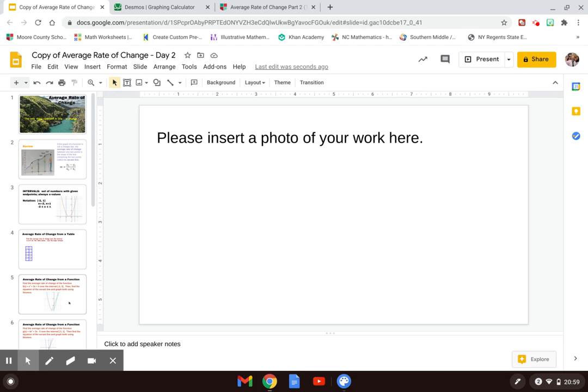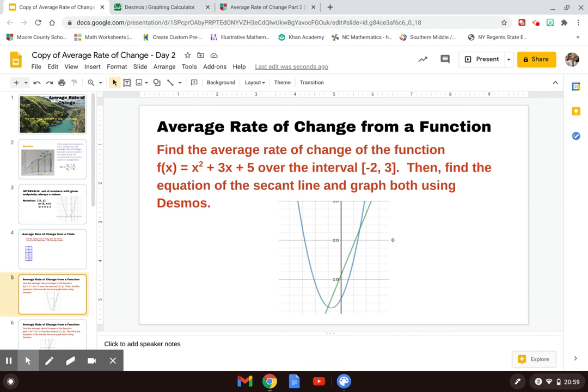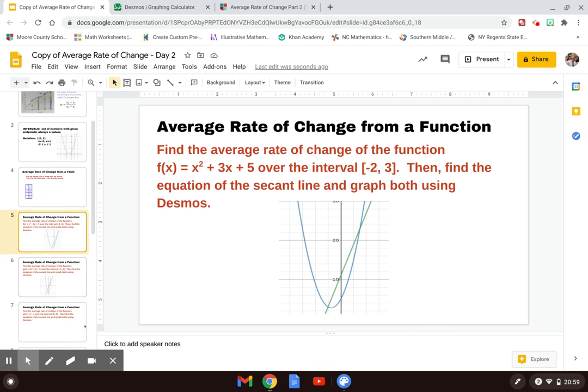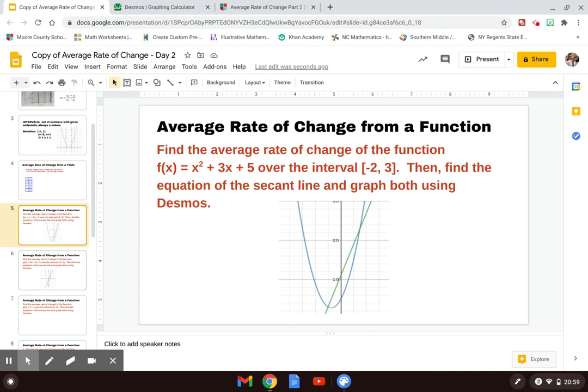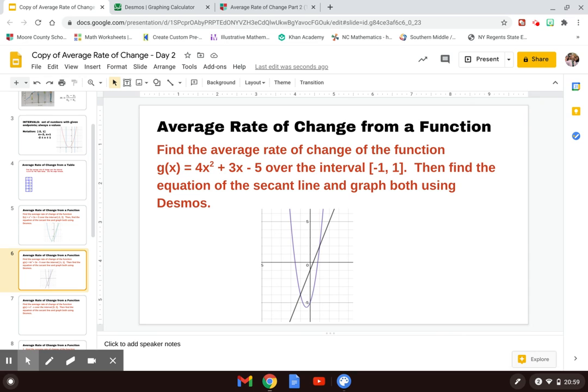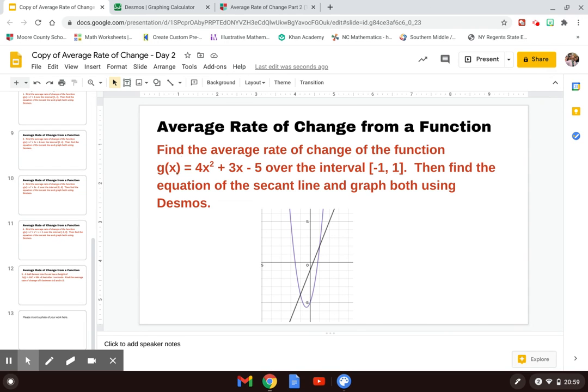So basically, all you're going to do is do the work that I just showed you: find the equation of the secant line, graph both the function and the secant line using Desmos, put the photo here, and then when you're done, upload a copy of your work to Canvas on this particular slide, since we're working with an embed.